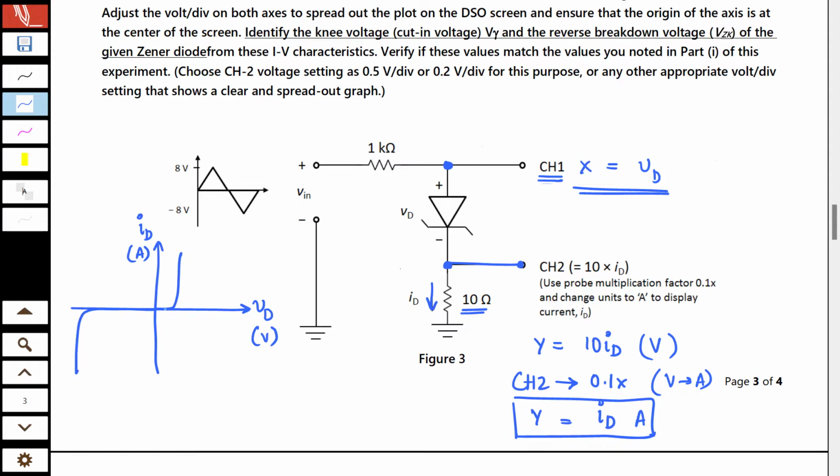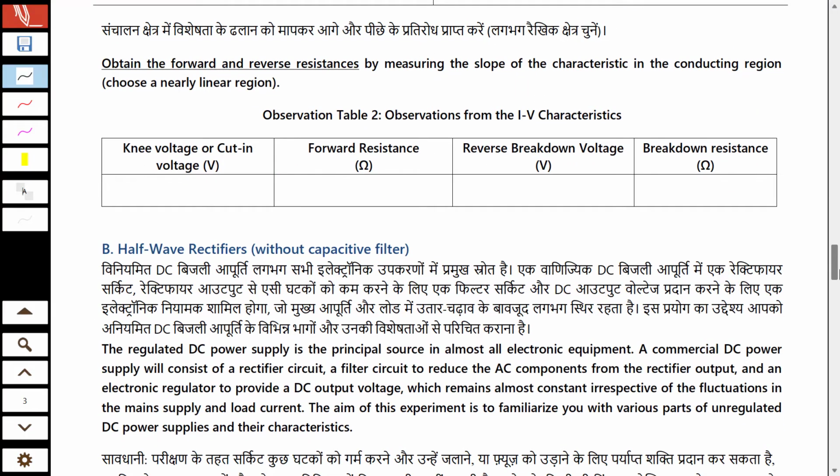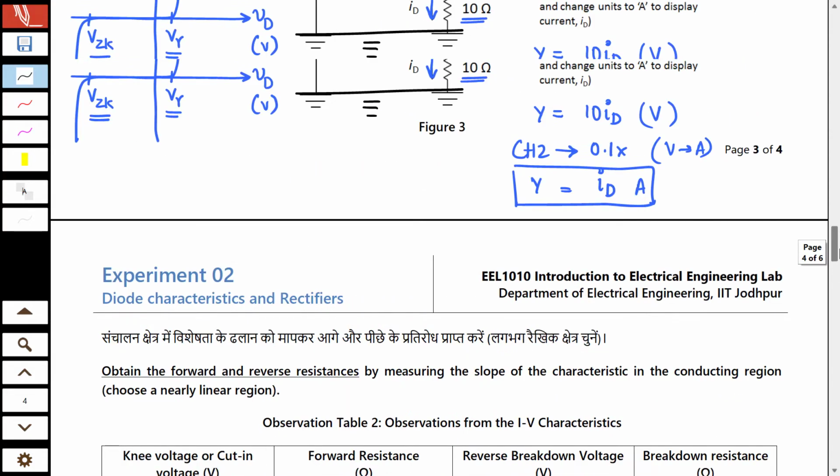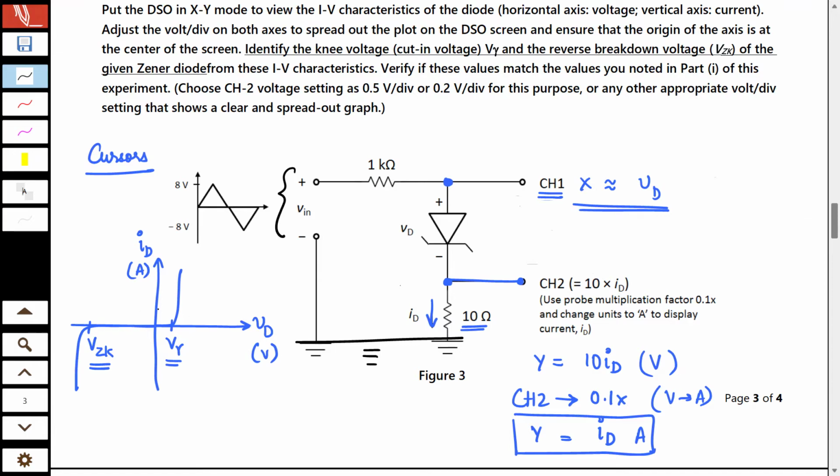At this point, you should measure the cut-in voltage and the breakdown voltage, which are shown on the characteristics, using the cursors, of course. And remember that these should match the values that you had noted from the time waveform in part 1. And whatever values you measure, please write them here. Know that in these characteristics, you also need to find forward resistance and breakdown resistance.